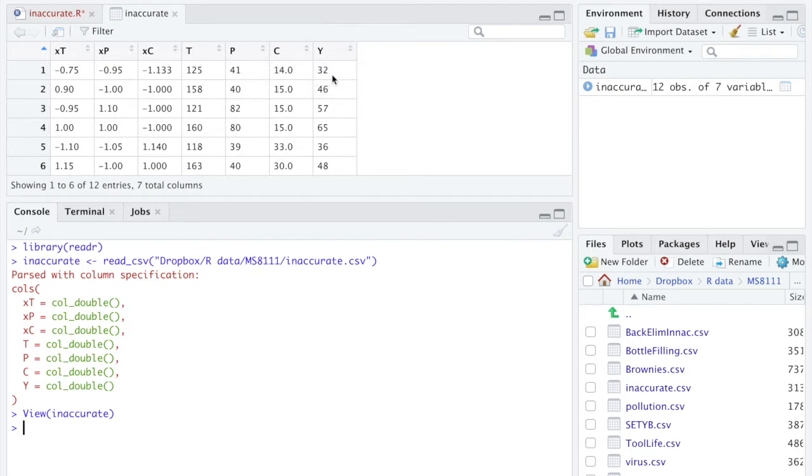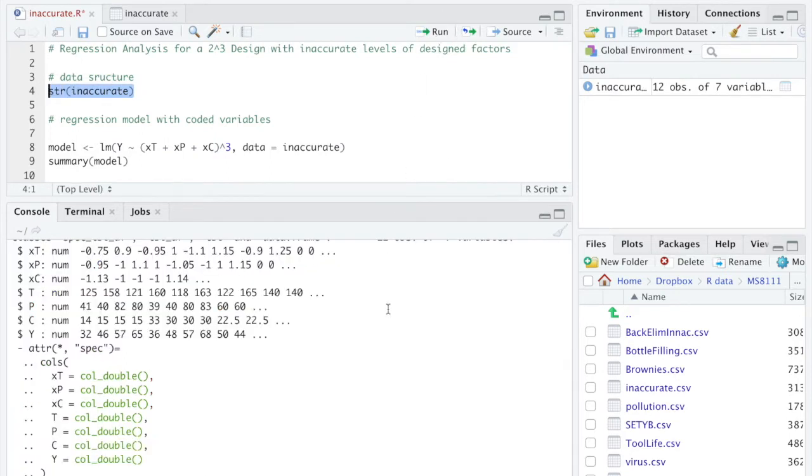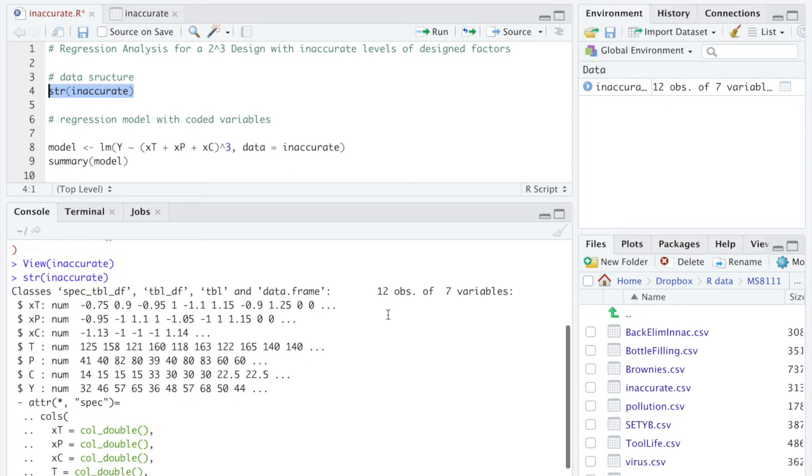The next step is to run the data structure to check if all variables are numeric. In the data structure, we see that we have 12 observations of 7 variables, and all variables are numeric, so we are good to run the regression model.